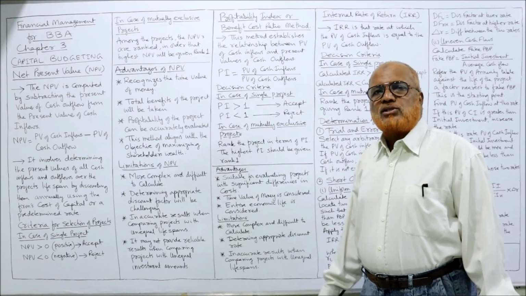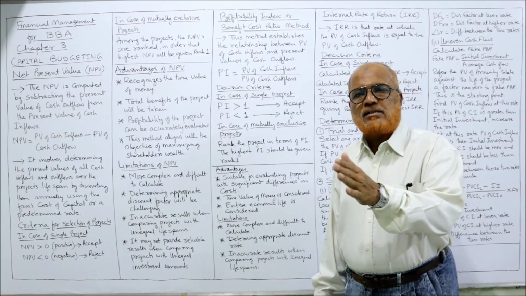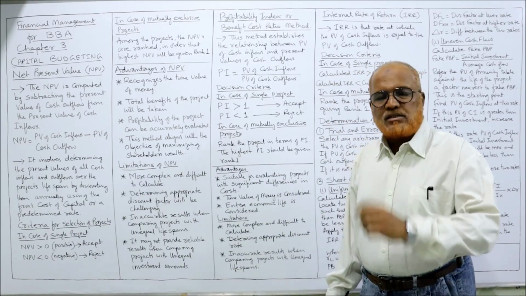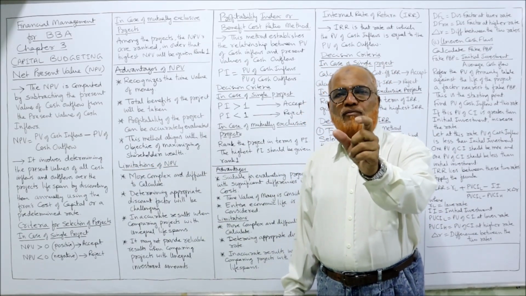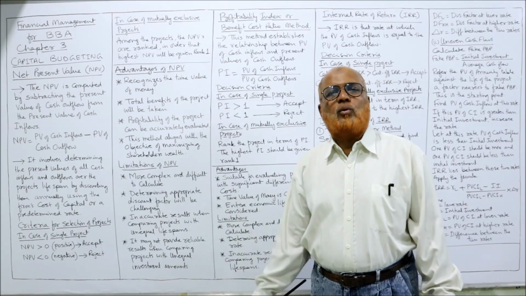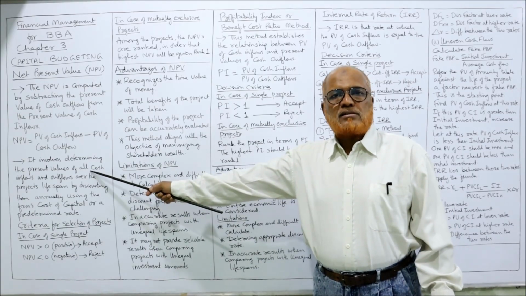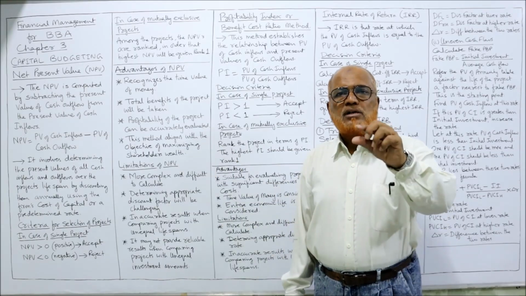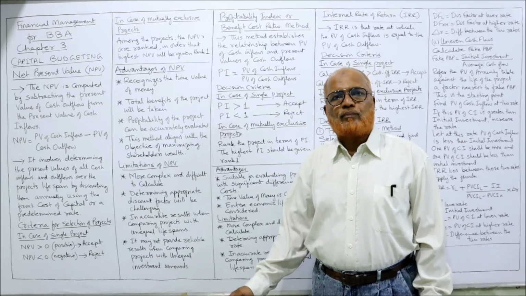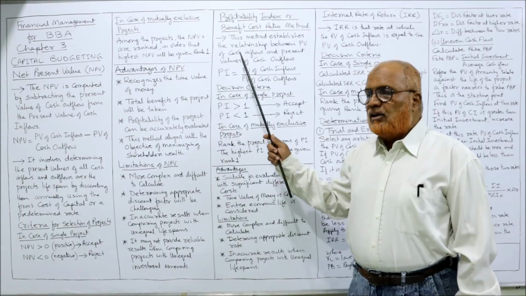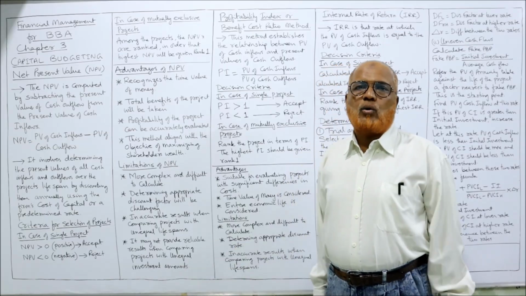Now, the next method is Profitability Index. This Profitability Index is exactly similar to NPV. The only difference is, in NPV we have taken the difference between the present value of cash inflows and present value of cash outflow. Whereas in Profitability Index, we calculate the ratio. Here difference and here ratio. Ratio means we take present value of cash inflow divided by present value of cash outflow. So inflow we take in the numerator and outflow in the denominator. But in NPV we are taking the difference. That is the only difference.